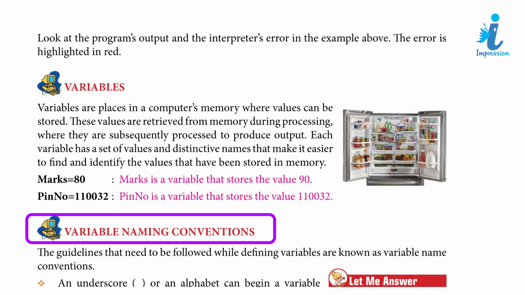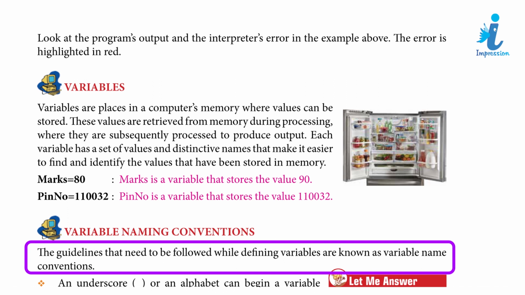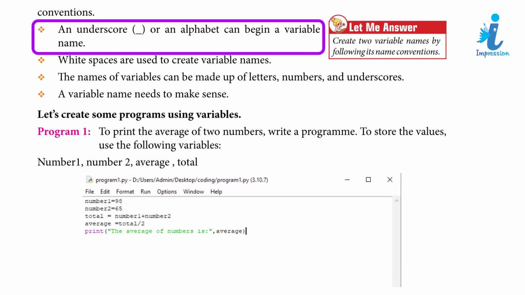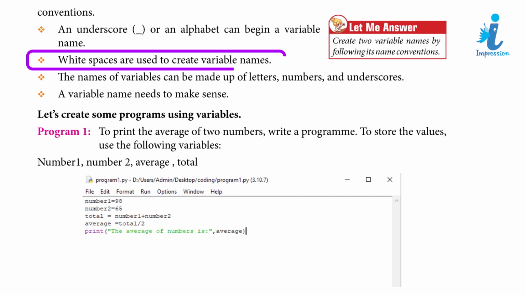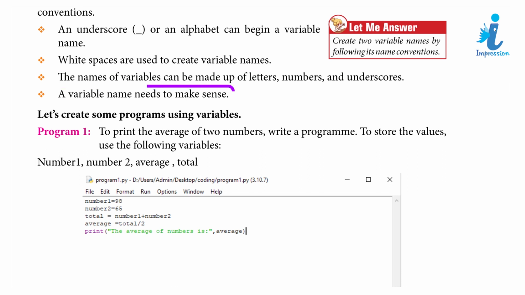Variable naming conventions. The guidelines that need to be followed while defining variables are known as variable naming conventions. An underscore or an alphabet can begin a variable name. White spaces are not used to create variable names. The names of variables can be made up of letters, numbers and underscores. A variable name needs to make sense.